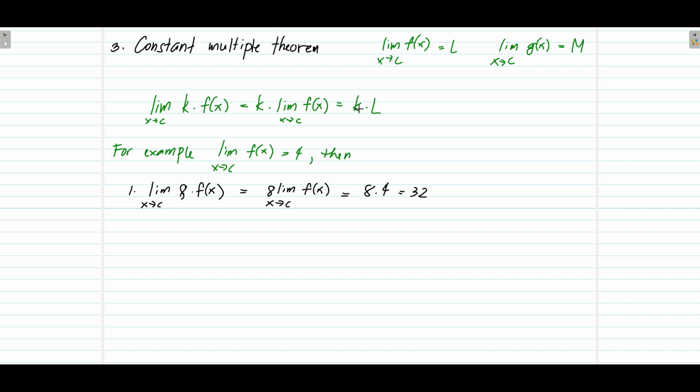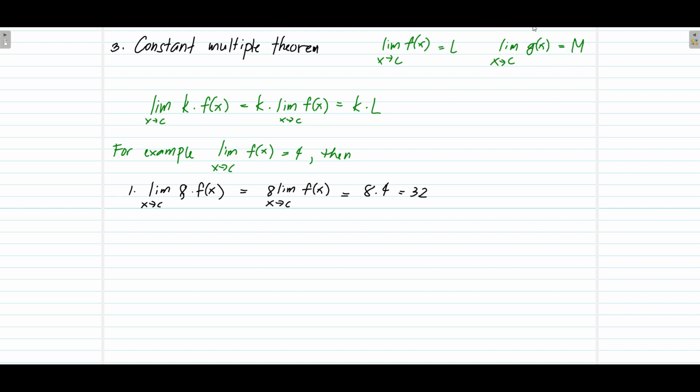Third theorem under limit, the constant multiple theorem. So within this succeeding theorem, starting from theorem number 3 up to the last theorem, let us consider that the limit of f of x and the limit of g of x as they approach c has a limit, and the limit of these two functions are L and M respectively. Ito yung illustration natin. So limit of f of x as x approaches c equals L. Limit of g of x as x approaches c equals m.